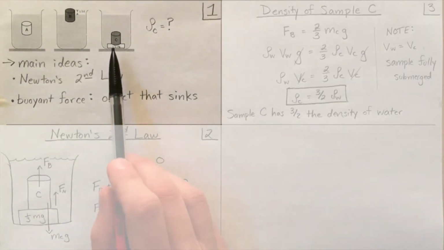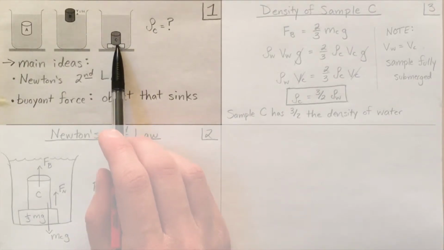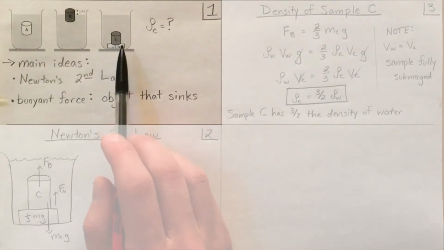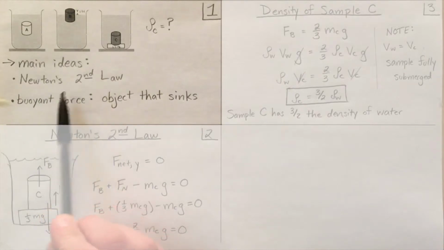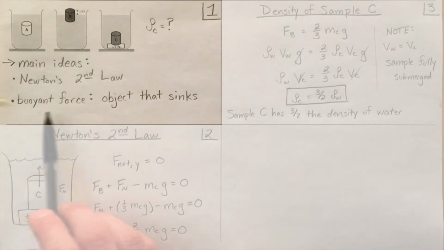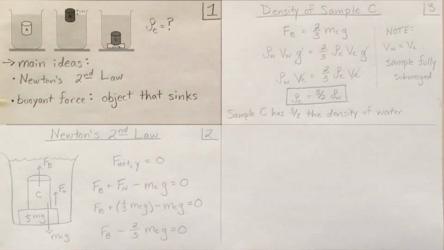We're asked to find the density of sample C, which we're told has sunk to the bottom and come to rest on a scale which is measuring 1/3 times the actual weight of sample C. To find the density of sample C, we'll need to use Newton's second law, and we'll need to know how to find the buoyant force for an object that sinks to the bottom of a container.